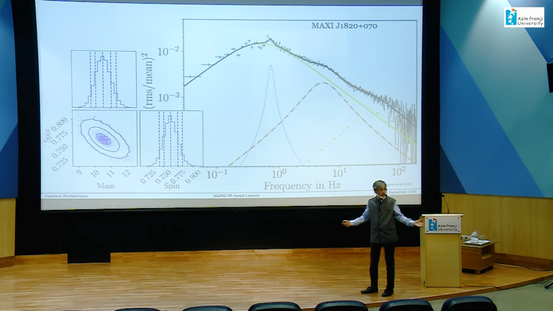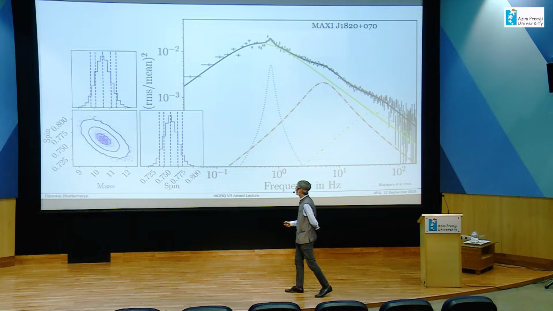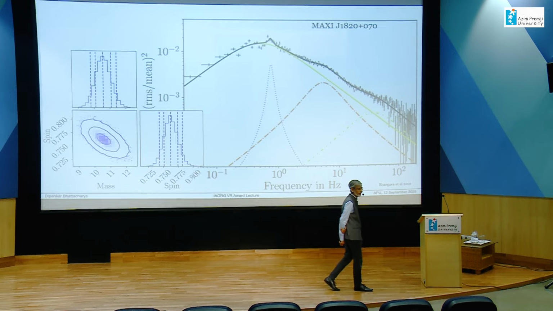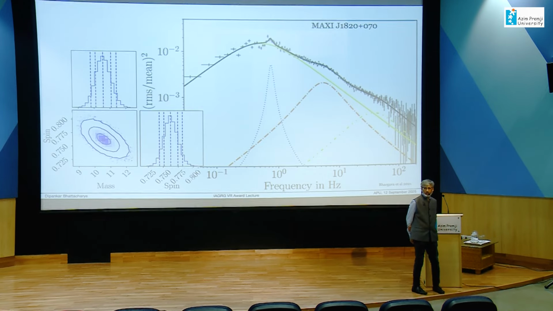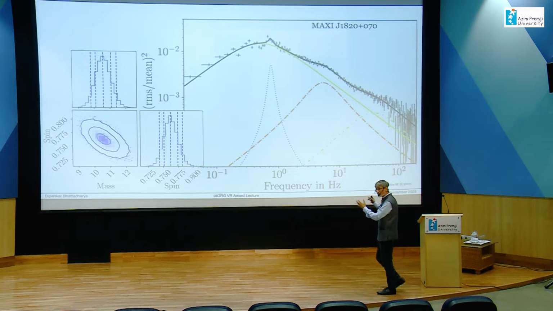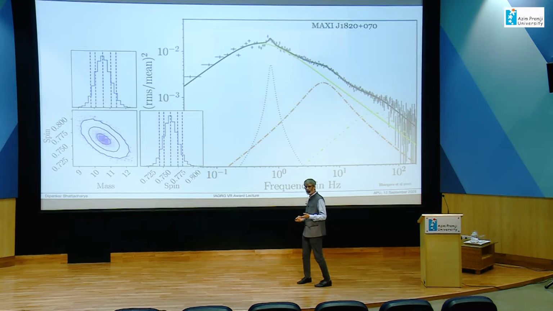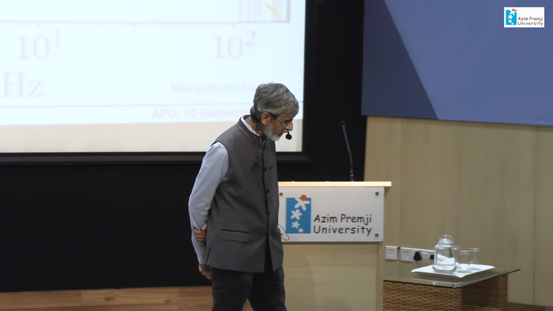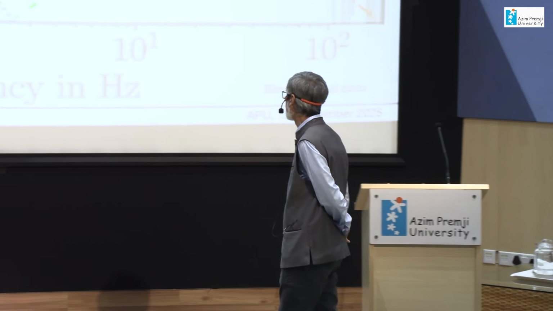And then we can turn it around. We can use this to constrain the mass and the spin of the black hole. So here the best fit value is 10.5 solar masses and a spin parameter of about 0.77. Okay, so these are explicit measurements of relativistic parameters near black holes, which give us a window to the properties of the black holes themselves.